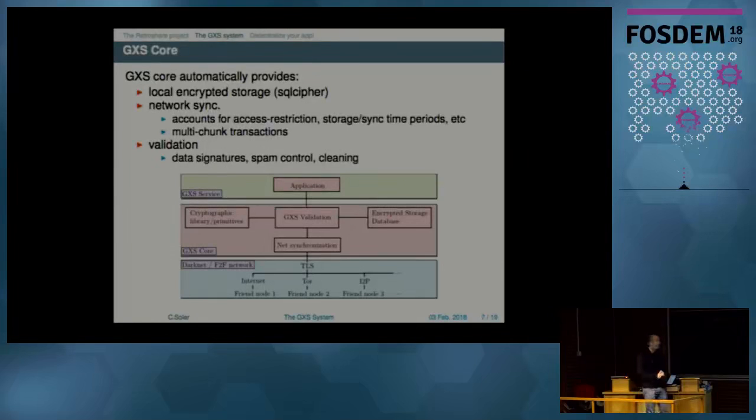So at the core of GXS, you have three blocks. One is the encrypted storage, for which we use SQLCipher. A network synchronization component, which accounts for who has the right to see which data. It's based on some kind of multi-chain transaction system. And the third block is the validation, which checks the signatures of all the data and passes the data to the service when it has been verified and validated.